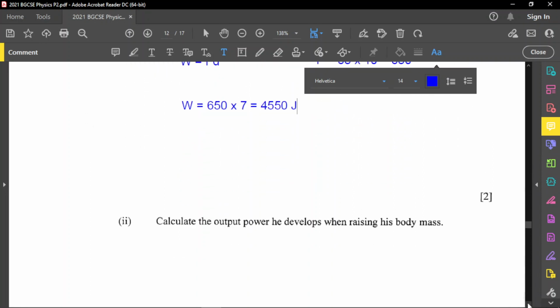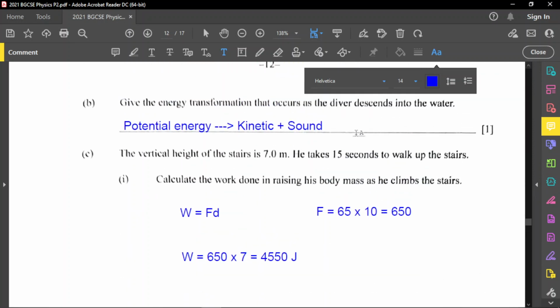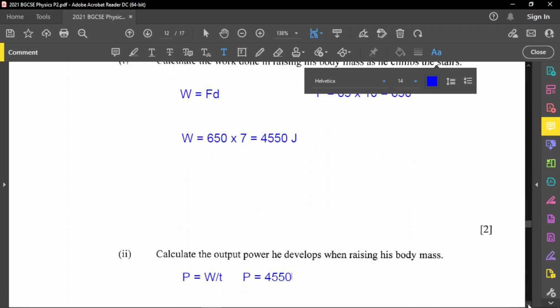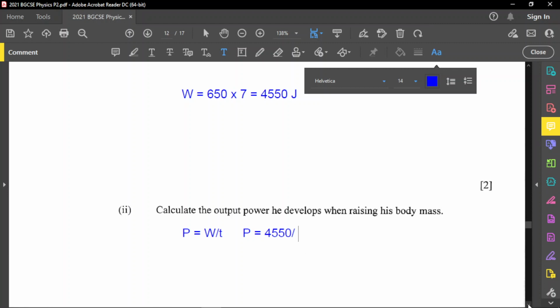Now part 2 of this question is to calculate the output power he develops when raising his body. What you need to know is that power is equal to work over time, or energy over time. So it's going to be work over time. We already know the work is 4,550 joules, and the time it took to go up was 15 seconds. So it took 15 seconds to go up the entire thing, and it's going to be divided by 15.